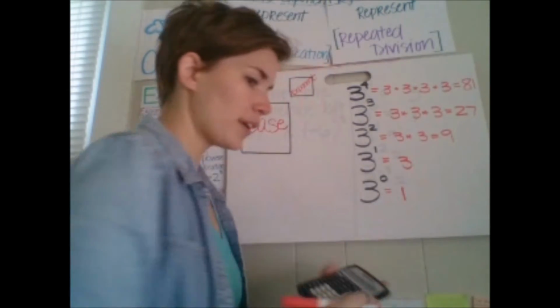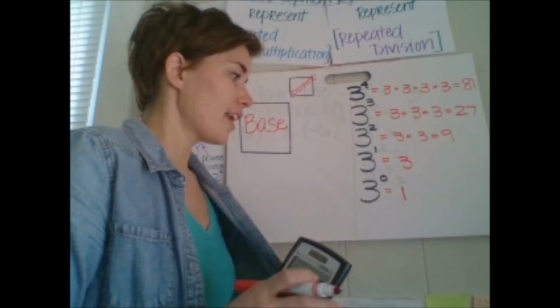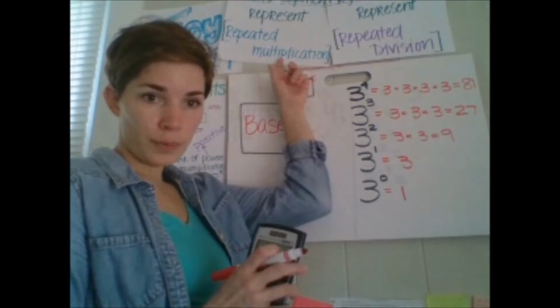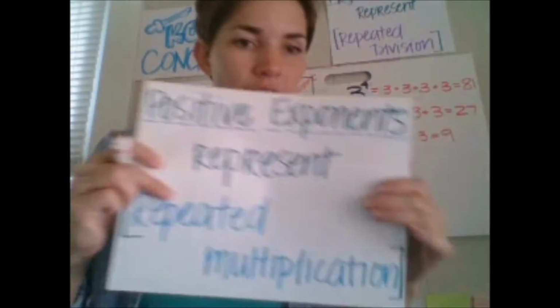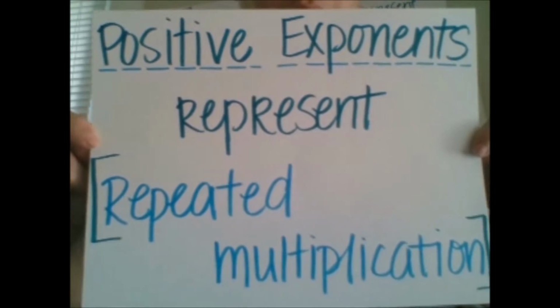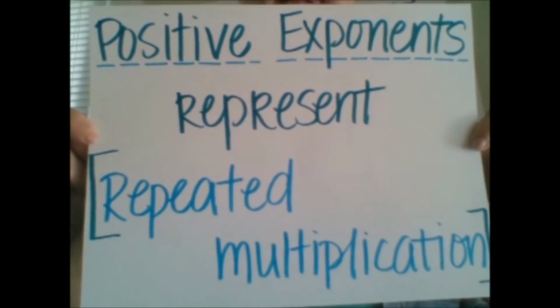And one of the best ways that we can get to that point of understanding is we know that positive exponents represent multiplication. I don't know if you can see this. I'm going to pull it down so you can see it better. Positive exponents represent repeated multiplication. Write that down. Positive exponents represent repeated multiplication.